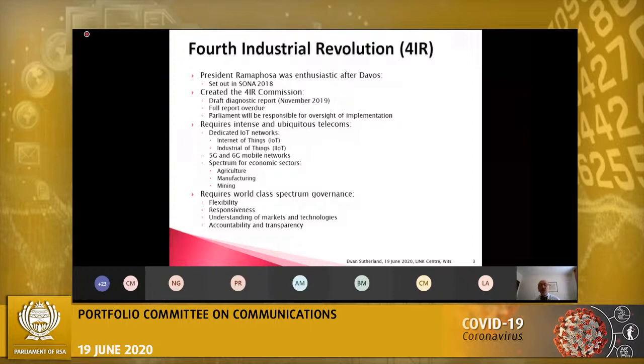So the Fourth Industrial Revolution, whether you believe in it or not, is a useful framework in which to think about, well, what are the economic objectives for South Africa? What is it that you would need to have? And therefore, what sort of spectrum governance do you need to feed into that, at very least to enable it, even if you're not at all certain how it will end up.